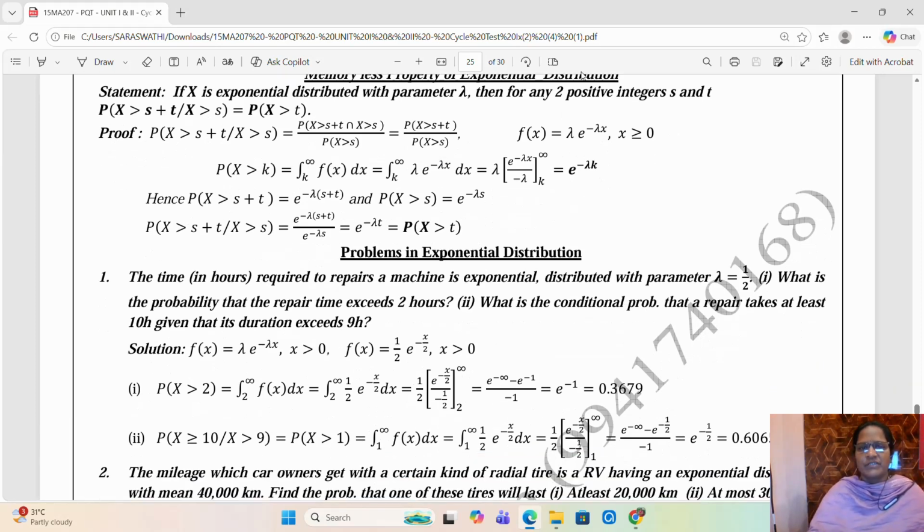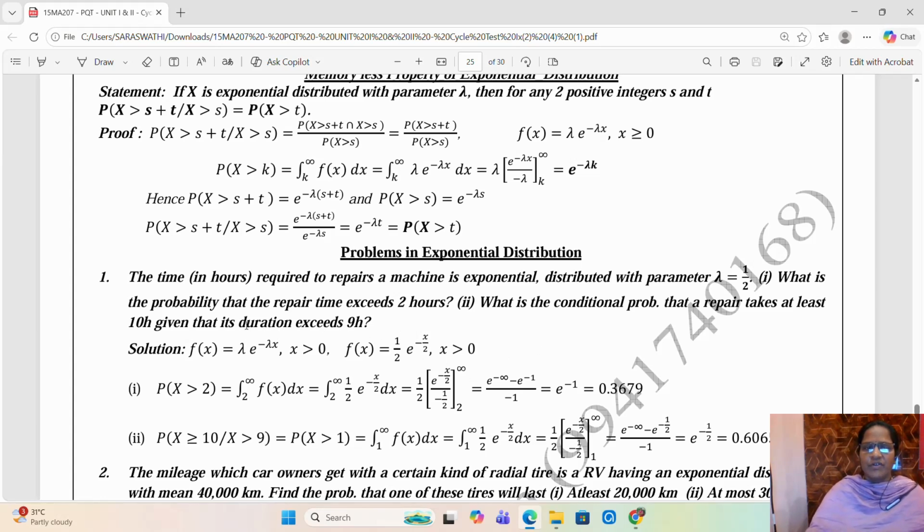Now, the first question based upon the above property. The time in hours required to repair a machine is exponentially distributed with the parameter lambda. What is the probability that the repair time exceeds 2 hours? What is the conditional probability that a repair takes at least 10 hours given that its duration exceeds 9 hours?